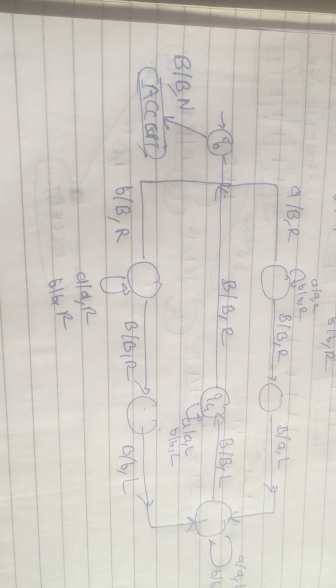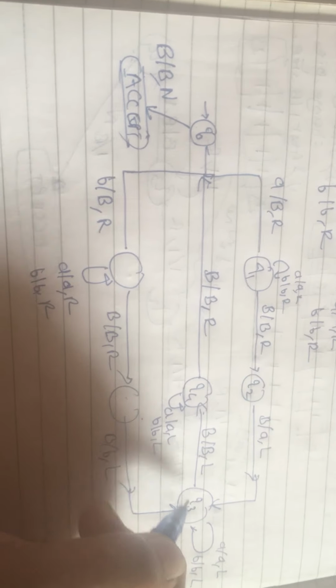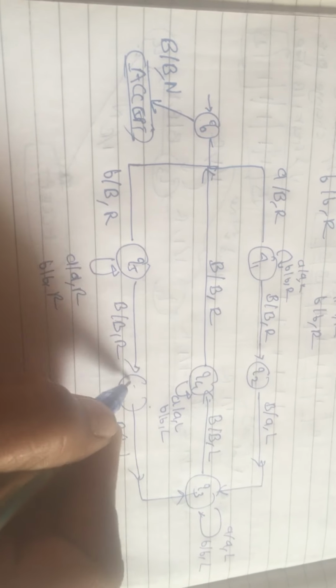You can name the states there: Q0, Q1, Q2, Q3, Q4, Q5, Q6.